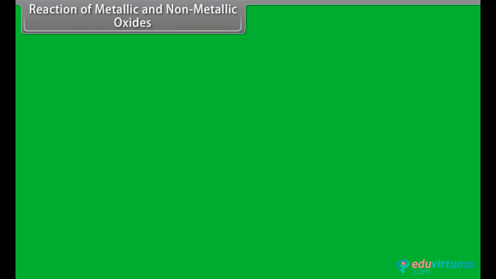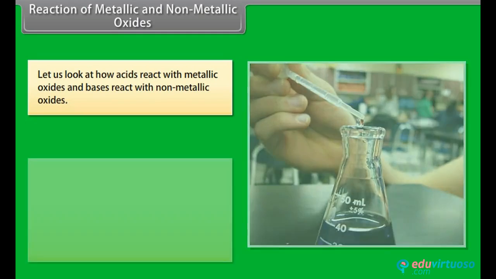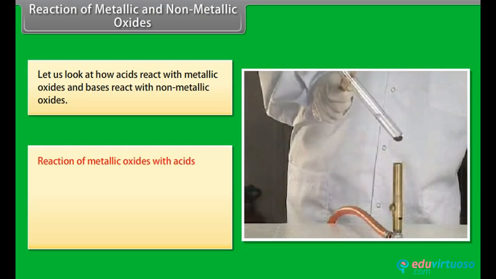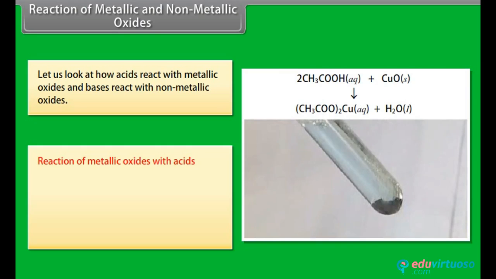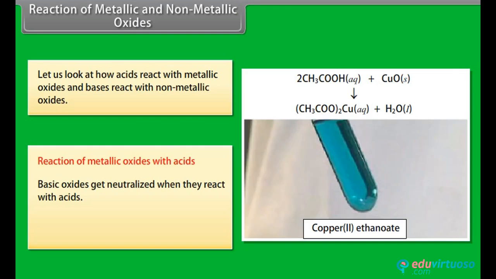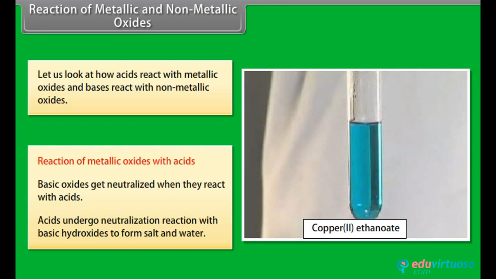Reaction of metallic and non-metallic oxides. Now that you have seen how acids and bases react with metals, hydrogen carbonates, and with each other, let us look at how acids react with metallic oxides and bases react with non-metallic oxides. Reaction of metallic oxides with acids. Oxides that add on hydroxyl ions to their molecules are called basic oxides. These oxides get neutralized when they react with acids. Acids undergo neutralization reaction with basic hydroxides to form salt and water.